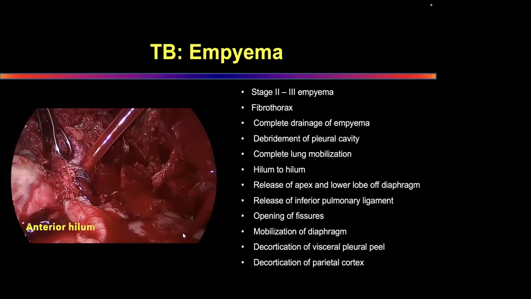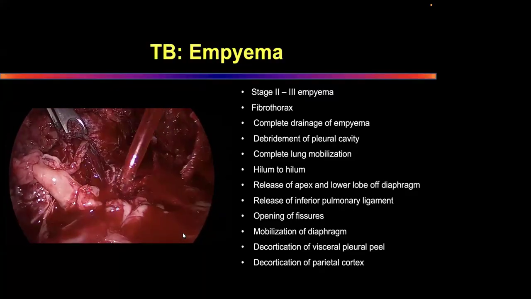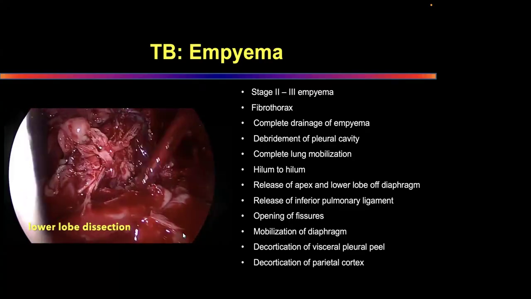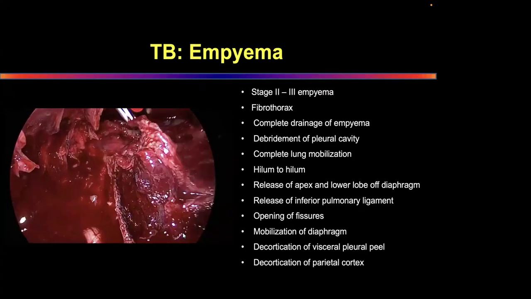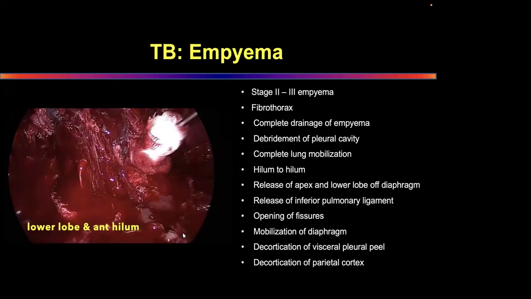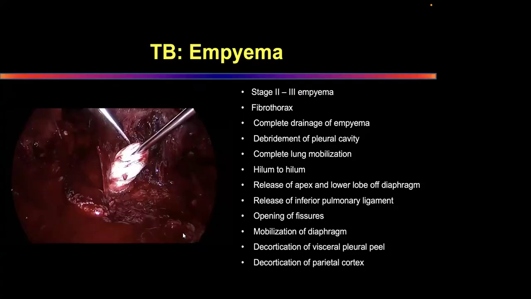Then there is a complete mobilization of the lung, which means the lung is mobilized from hilum to hilum. Now this is the anterior hilum which is being mobilized, and then the lung is released from the apex, released off the diaphragm. The diaphragm is also mobilized. The inferior pulmonary ligament is released, as you can see here, and then the posterior hilum is also released. So this essentially means whole 360-degree mobilization of the lung.